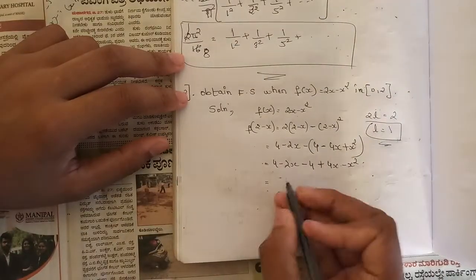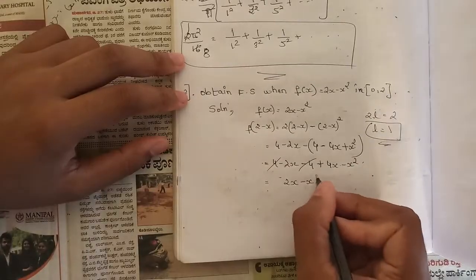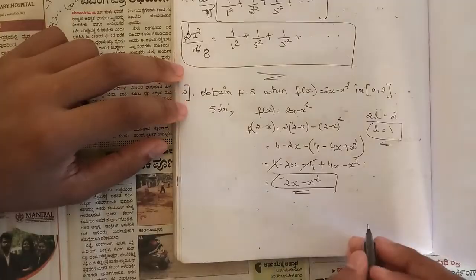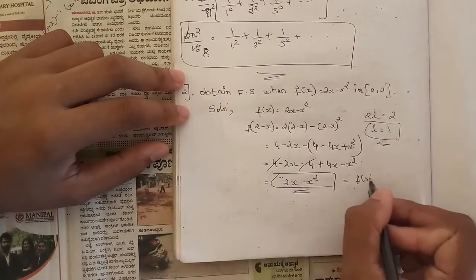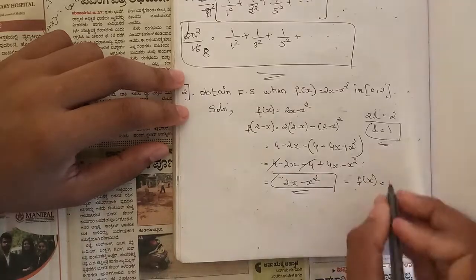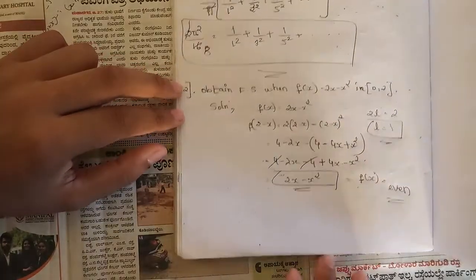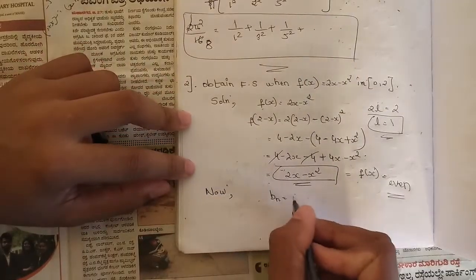4x minus 2x is 2x. 4 minus 4 goes. So the required term is 2x minus x square. It matches with the term f of x. So f of 2 minus x is equal to f of x. So again in this case the function is even. So now again, if the function is even, we know that bn equal to 0.